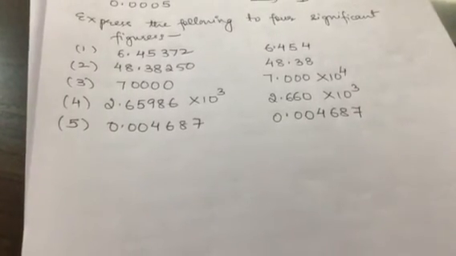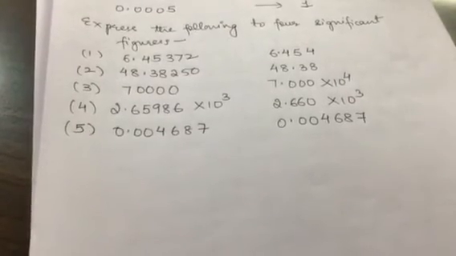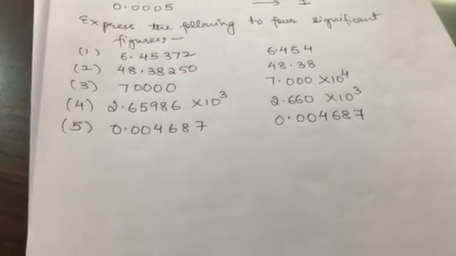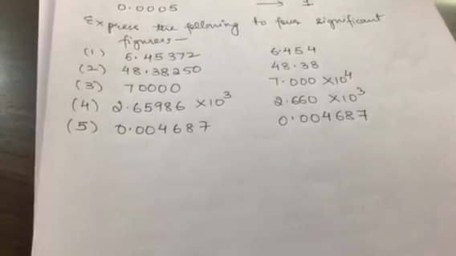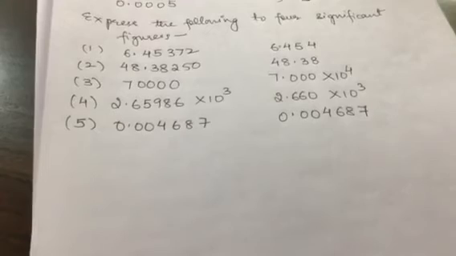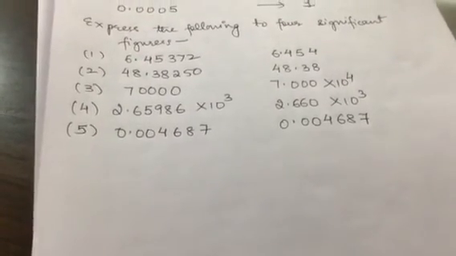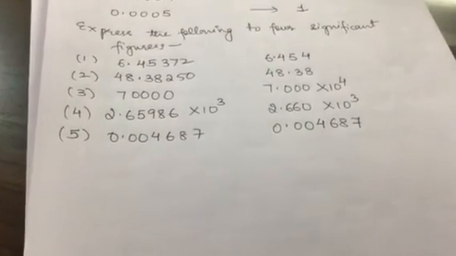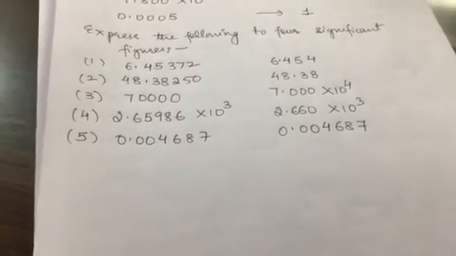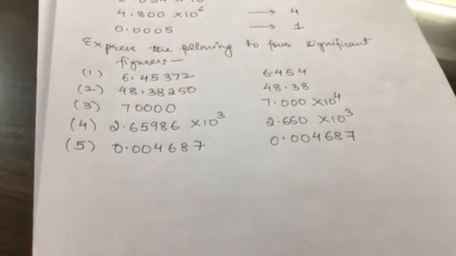In the fourth one, 2.65986 times 10 to the power 3. So if I round off the 5986 value to 6000, then I'll get 2.660 times 10 to the power 3. Last is 0.004687. This has been written the same way. Why? Because it already has 4 significant figures.